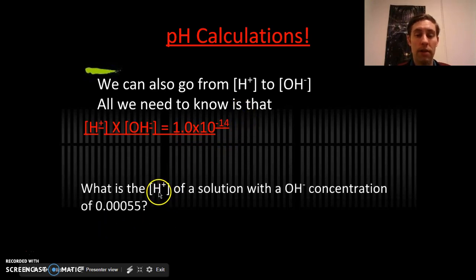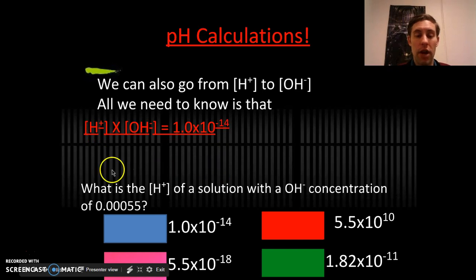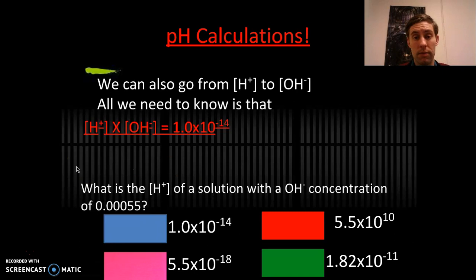So if we're looking for the H plus concentration, and we know the OH minus concentration is 0.00055, we can plug in the OH minus concentration and solve for the H plus concentration with algebra. Same idea, give it a shot. Try and find out which of the four answers it would be in this case. Now that you're back, hopefully you got green. If you didn't, let's try to figure out why and fix it.